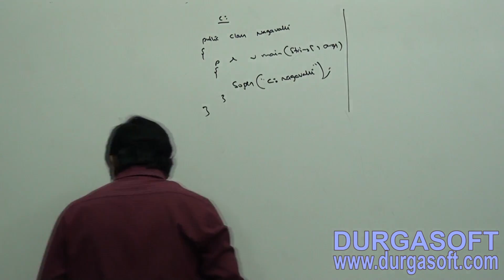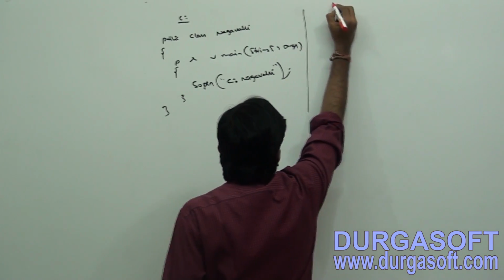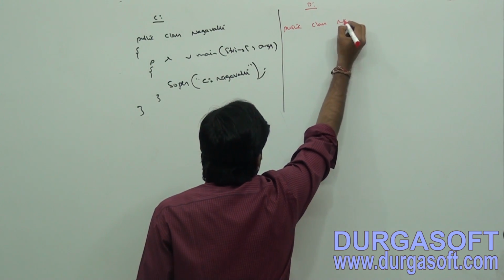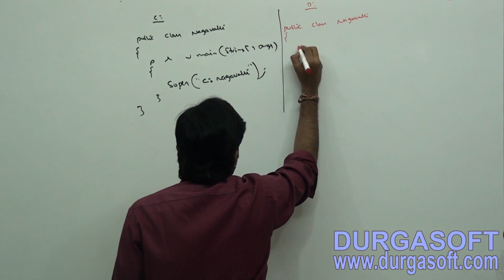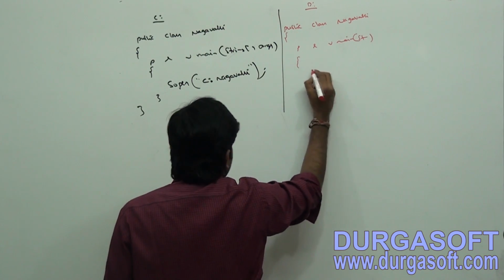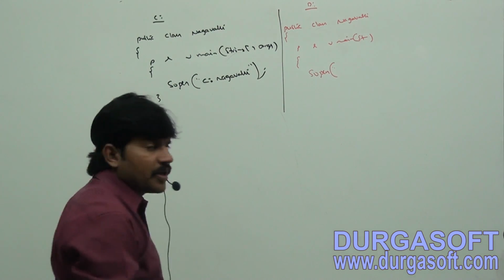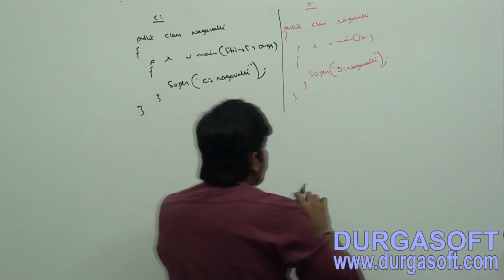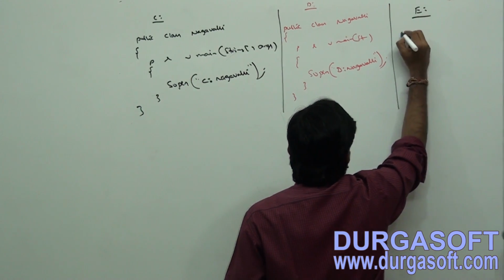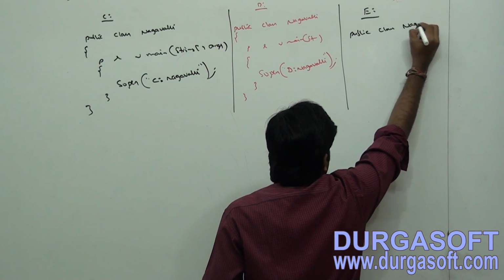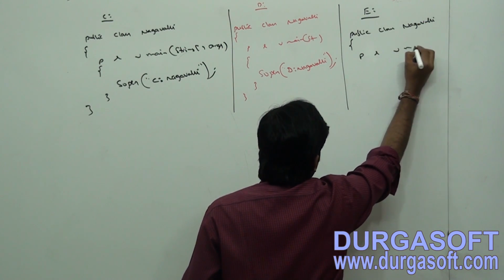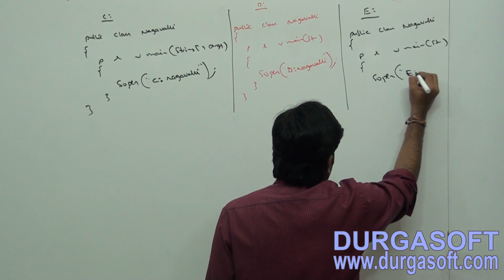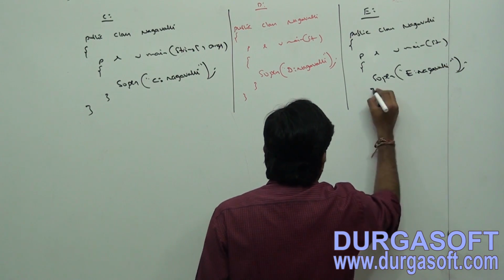Next, I'm taking the D location. In the D location also I want to take one Nagavalli: public class Nagavalli, public static void main(String[] args), System.out.println printing D colon Nagavalli. Next, the E location also: public class Nagavalli, public static void main, same, System.out.println printing E colon Nagavalli. Are you getting?